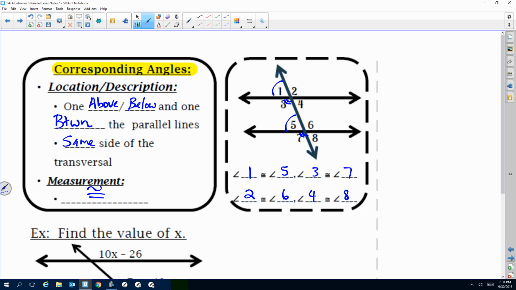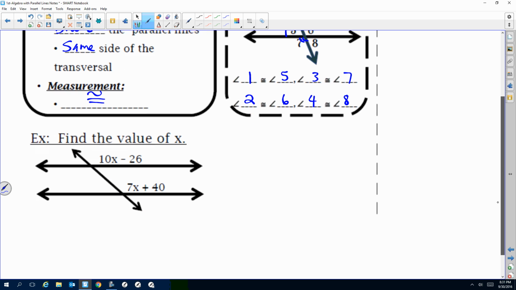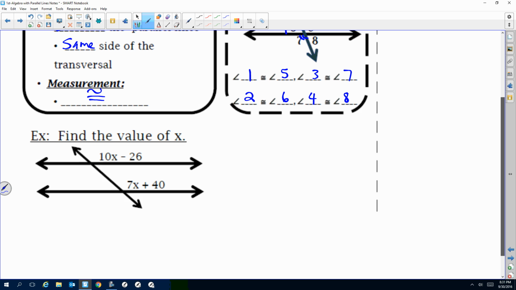So in our example here, we're hoping you recognize that this 10x minus 26 is above the line on the right side, and 7x plus 40 is above the line on the right side of the transversal. So these are corresponding angles, which would be congruent. So this will help me write my equation. Congruent is the same thing as equal. So 10x minus 26 equals 7x plus 40.